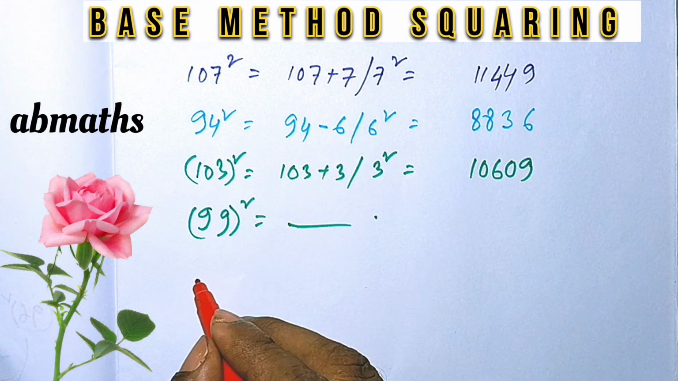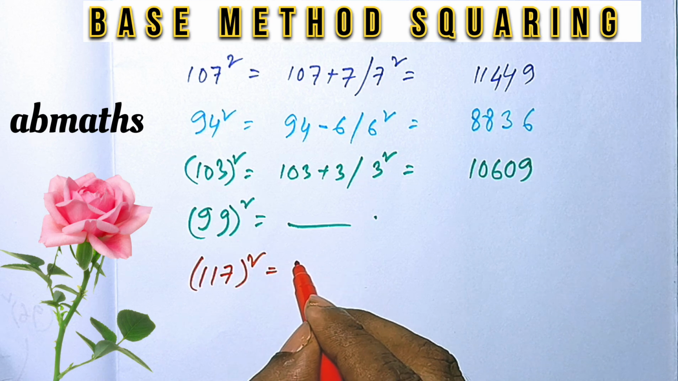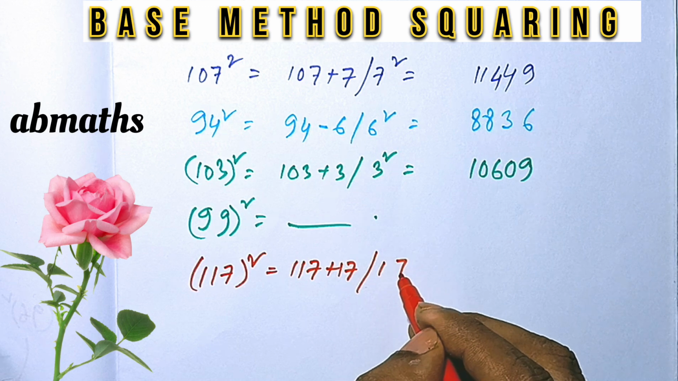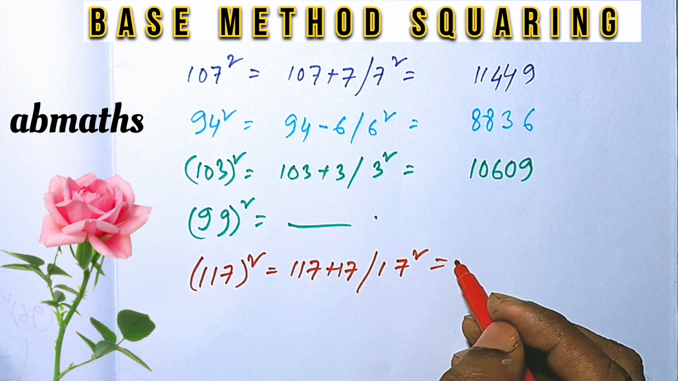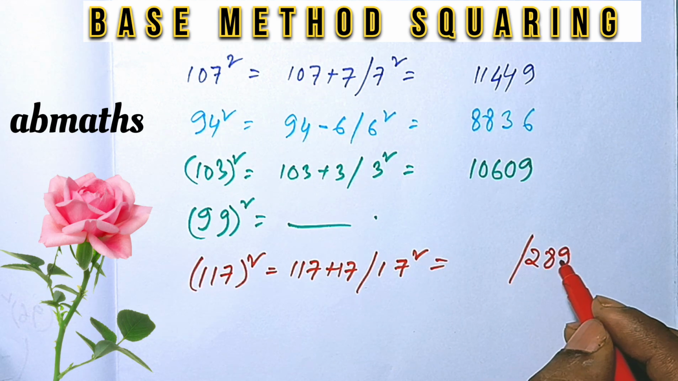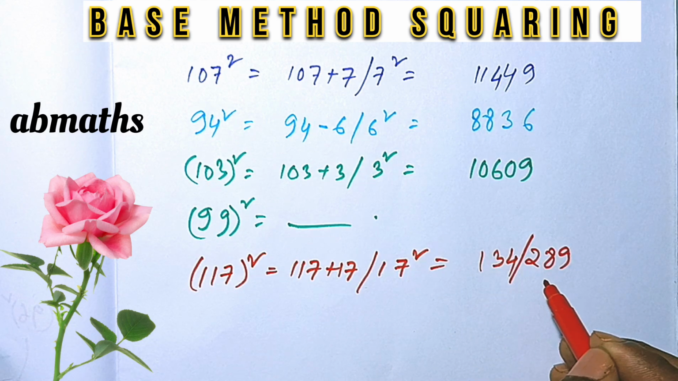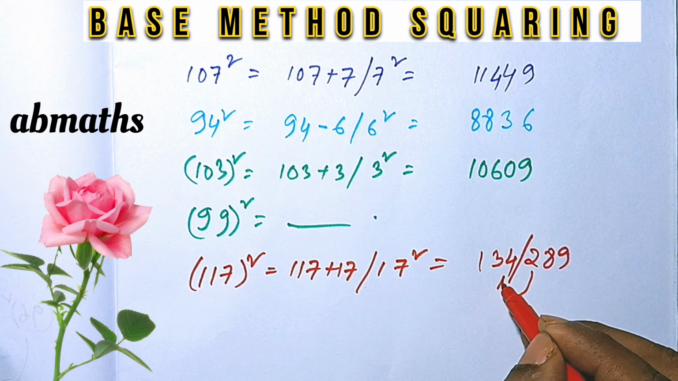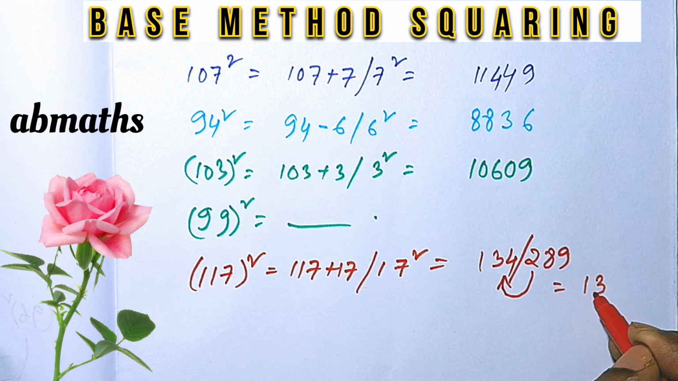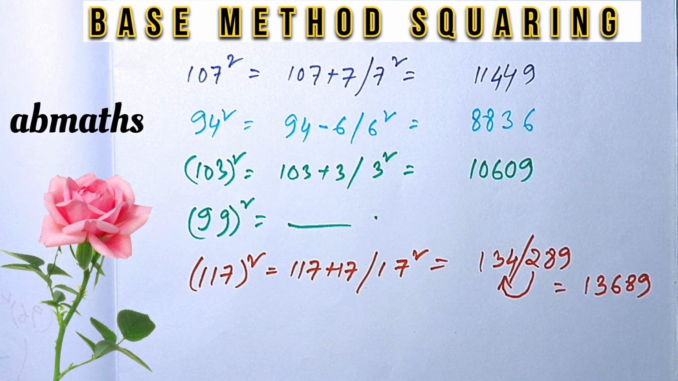Let me check with another, 117 square. So it will be 117 plus 17, and the square of 17. The square of 17 is nothing but 289. We have two parts here, and 117 plus 17 is 134. This 2 we are going to add to this part. So after adding, we shall get 13689. This will be our 117 square value.